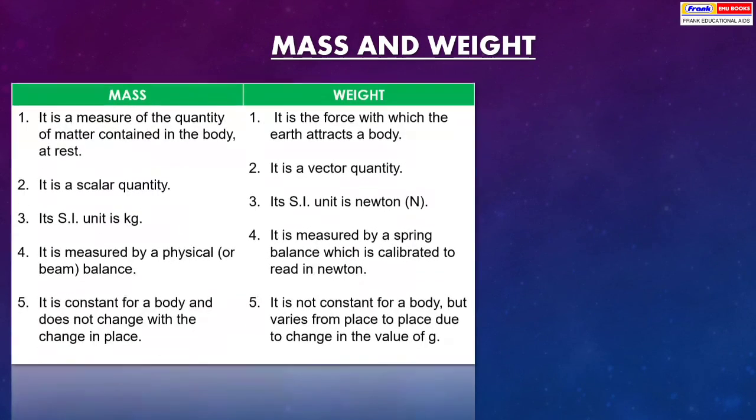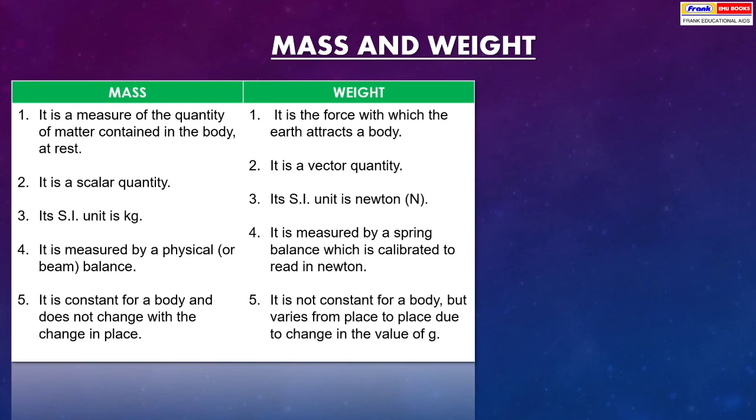Next is mass and weight. What is mass? Mass is basically a measure of quantity of matter contained in a body, while weight is the force with which the earth attracts a body. So weight is a force, that is why it is considered a vector quantity, and mass is a scalar quantity. The SI unit of mass is kg, and since weight is a force, the SI unit of weight will be Newton.